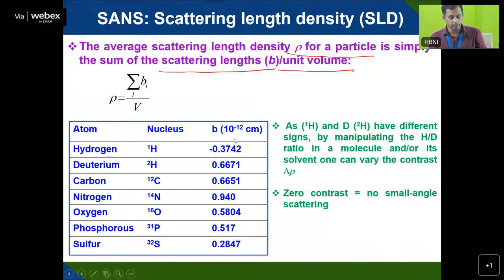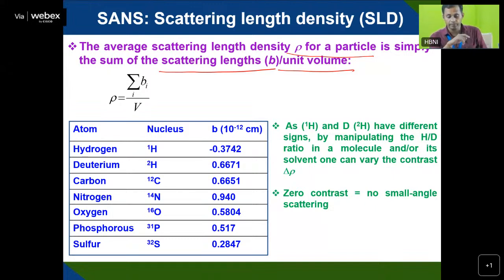Here you can see the scattering length b in units of 10 to the power minus 12 centimeter. If you multiply that, hydrogen is negative whereas deuterium is positive. Similarly for carbon and other elements, you can see how the scattering length varies. Hydrogen and deuterium have different signs: hydrogen is negative, but deuterium is positive.